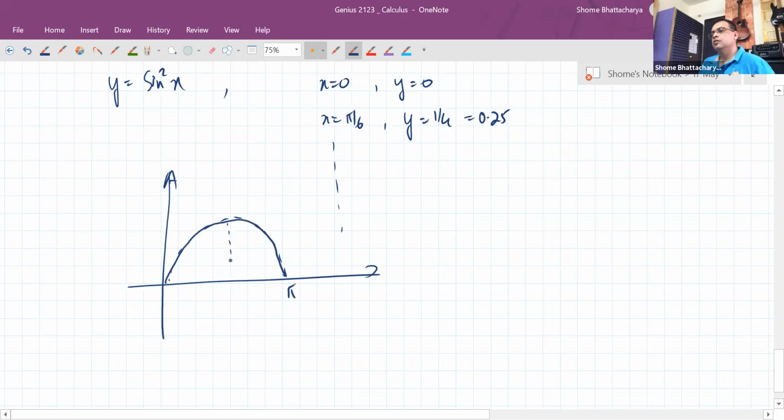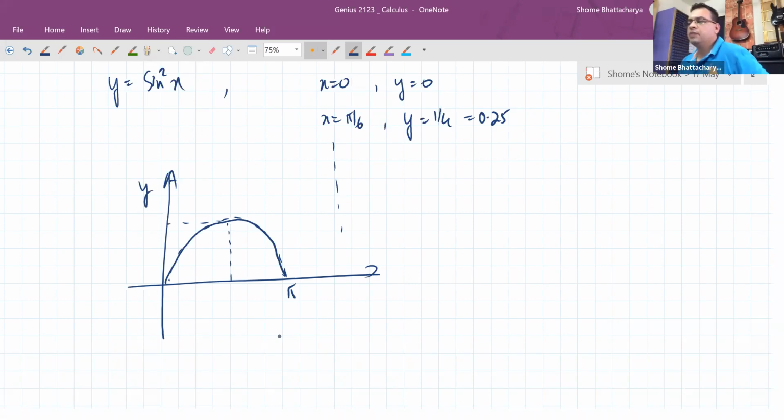Sir, so we can take pi as approximately 3.1 or like that, right? Pi as 3.1 and then mark it on the graph, right? Exactly. You know, we can mark it on the graph like that.